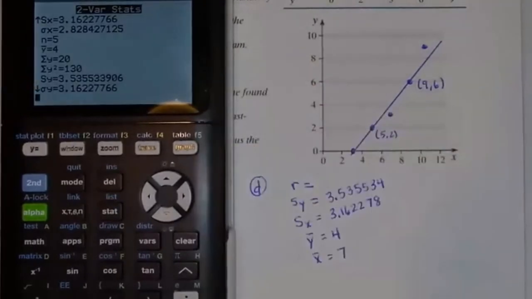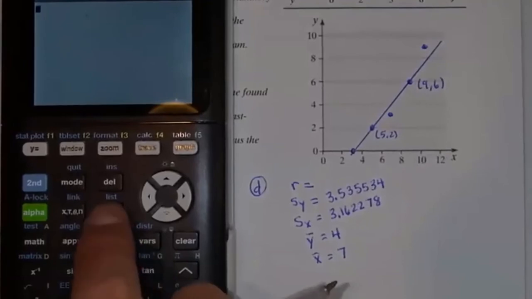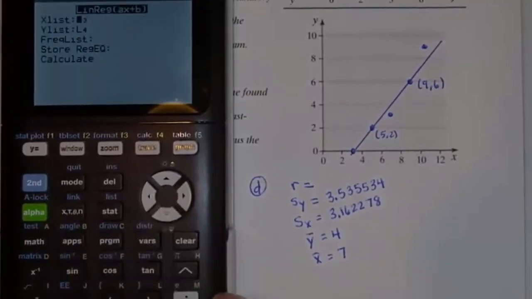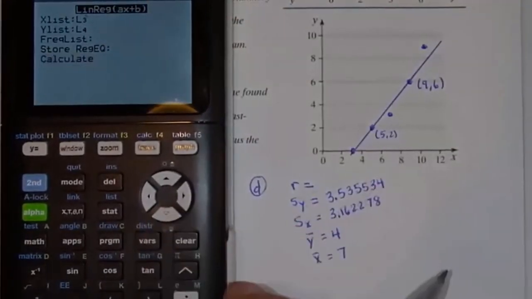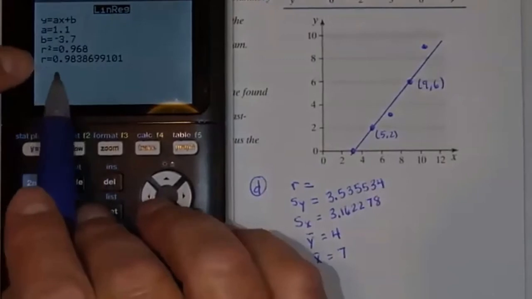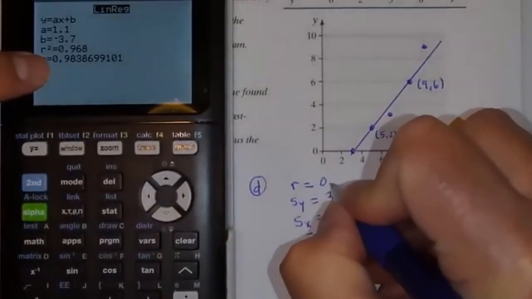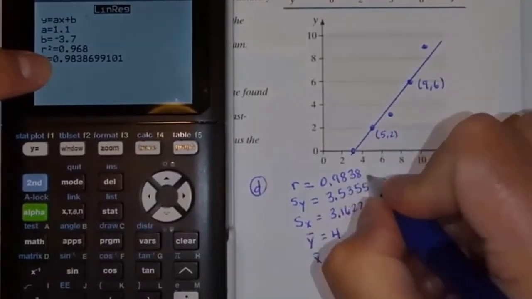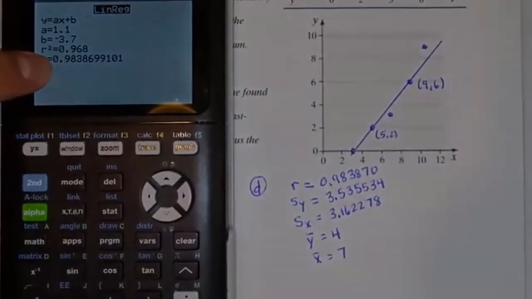Now, this doesn't give me the correlation coefficient, but I'm going to go find that. I can go to Stat and Calc, and I can do linear regression. My X's are in list 3, my Y's are in list 4. So if I calculate the correlation coefficient there at the bottom, it is 0.9838. That's going to be 70 if I round to 6 places.